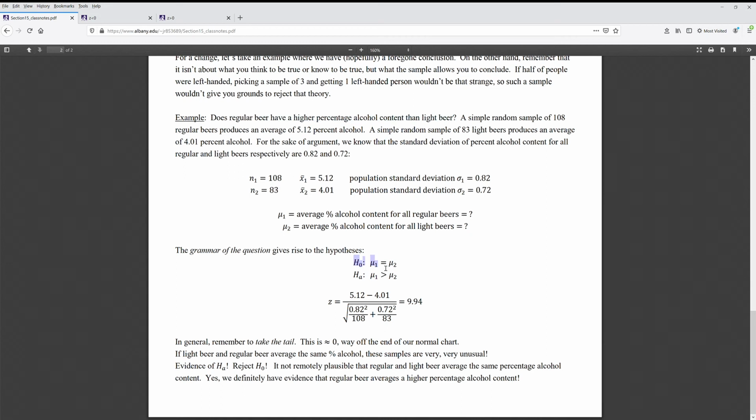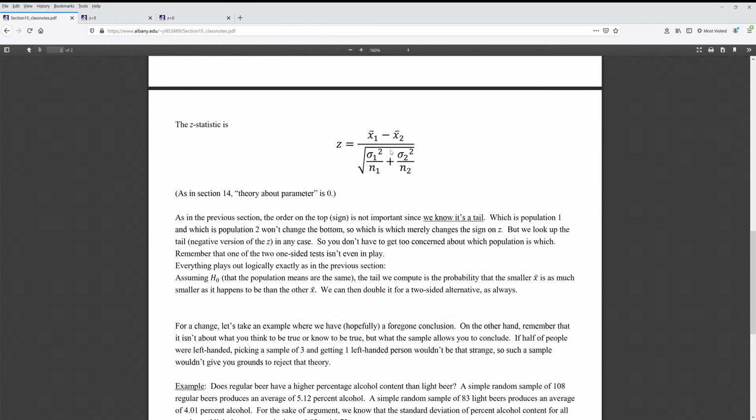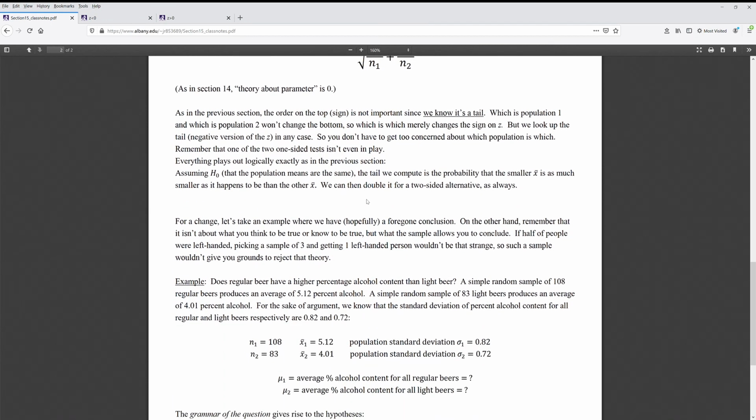Anyway, our null hypothesis is that mu1 is mu2. The average alcohol content of all regular beers is the same as the average alcohol content of all light beers. And our alternative is, if we call regular 1 and light 2, a greater than: that the average alcohol content of all regular beers is greater than the average alcohol content of all light beers. Anyway, a single tail. From there, we just plug everything in to our test statistic formula.